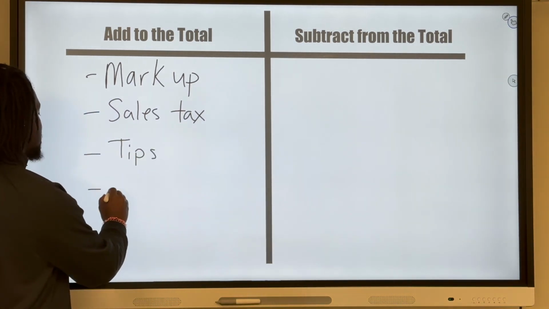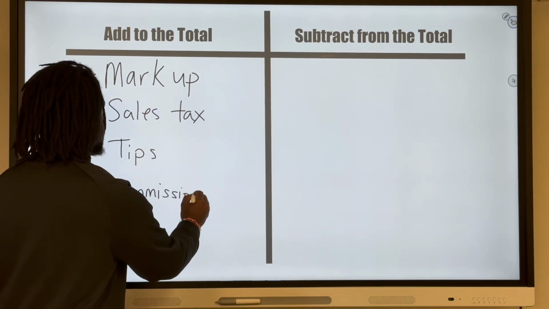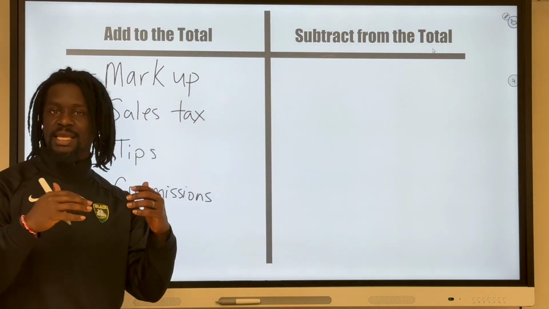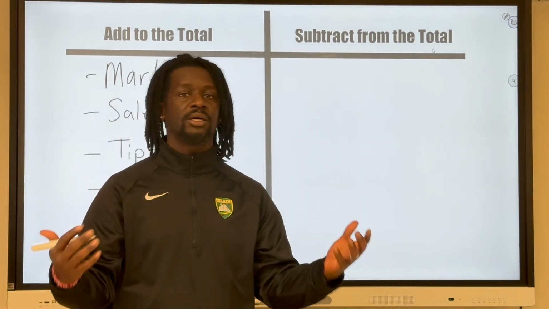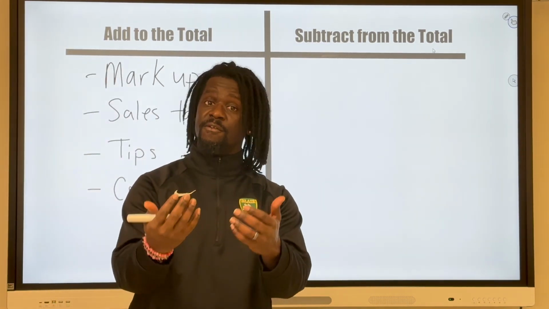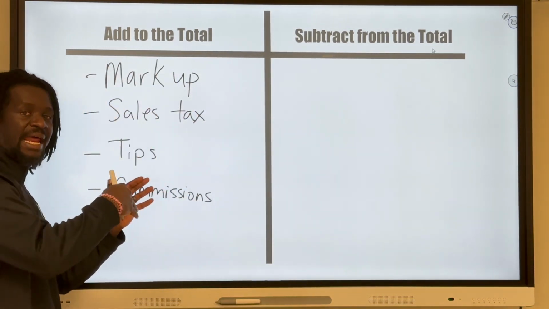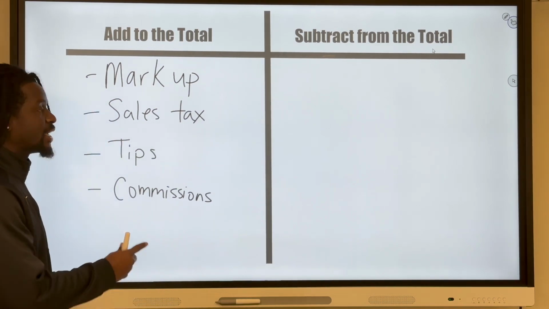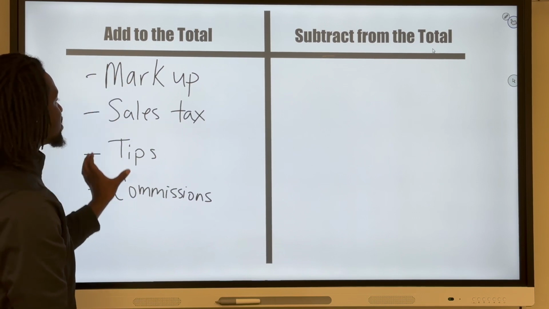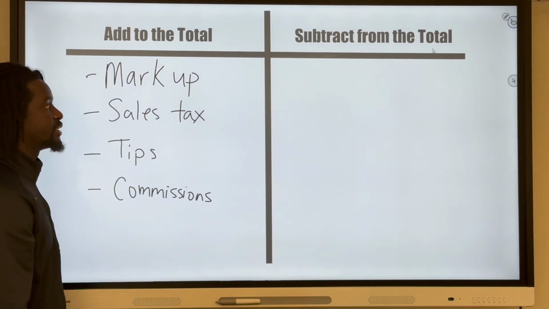And then lastly, I'm going to give you this word, and sometimes you may see this, but this is commission. Commission is what happens when, for instance, a person is selling a car. Commission is the price that they get for selling a person a car. So commissions are also things that are added to the original price. So once you find that your problem is saying it's a markup, sales tax, or tips, these are going to be added to the original price.